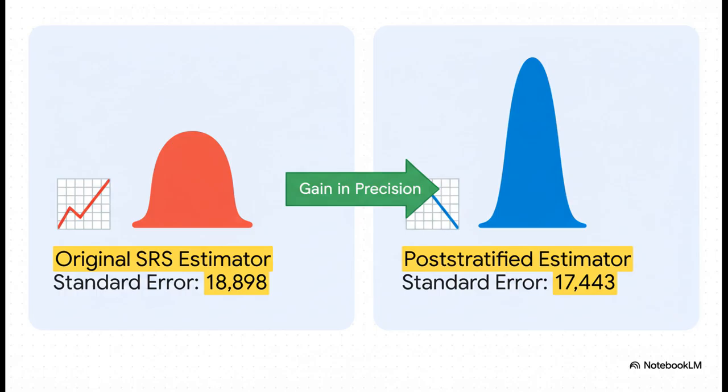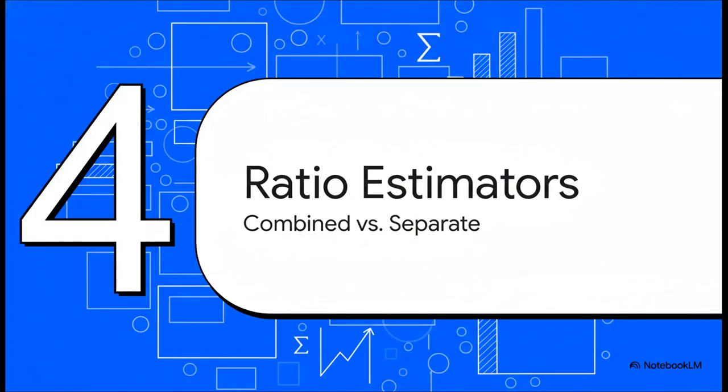We've made our estimate more precise, and the best part? We didn't have to collect any more data. We just used information that was already out there. That is seriously efficient. Okay, let's zoom out. It turns out post-stratification isn't some weird standalone trick. It's actually part of a larger family of techniques called ratio estimation. Let's see how it fits in.